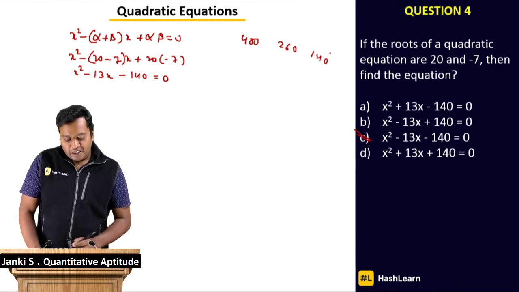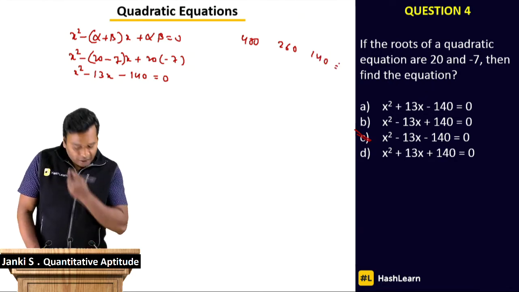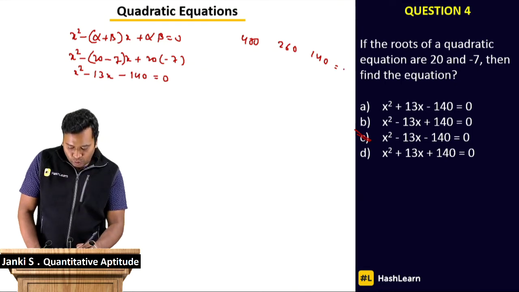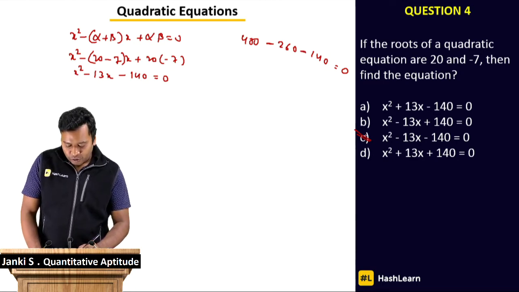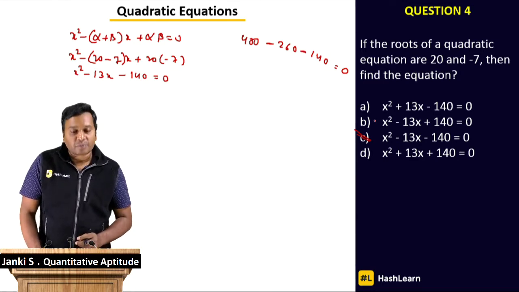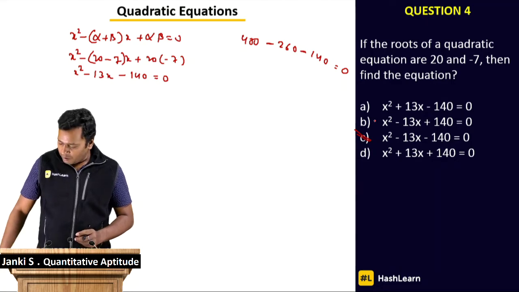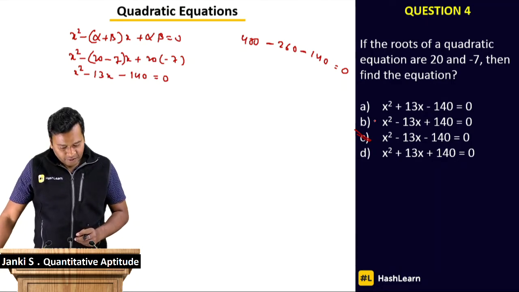So I need a case where if I use the sign, it should be equal to 0. So what's the condition possible? I'll use a minus sign here, I'll use a minus sign here. That's the only condition possible. That means it should be x square minus 13x minus 140 will be the value here. Correct.